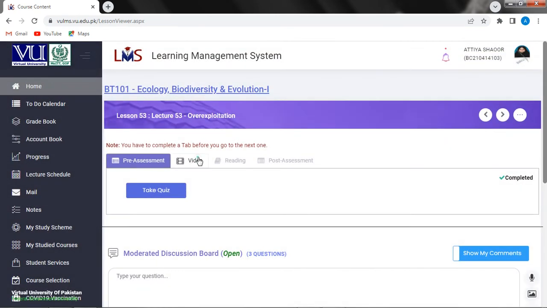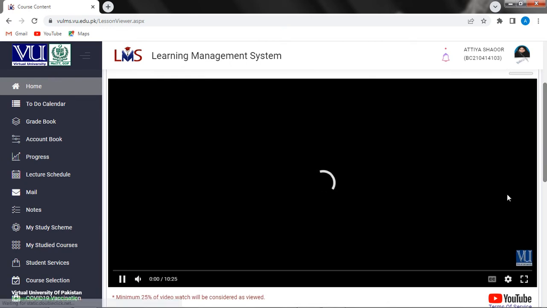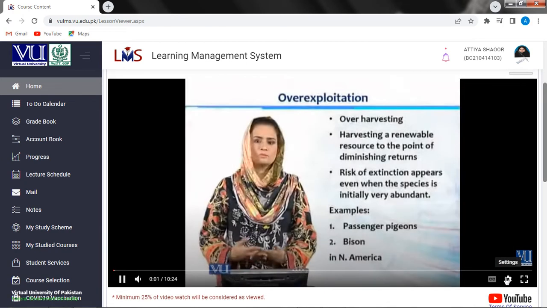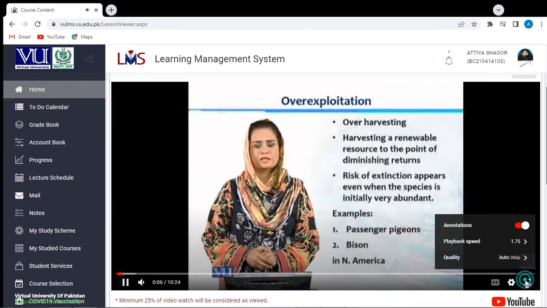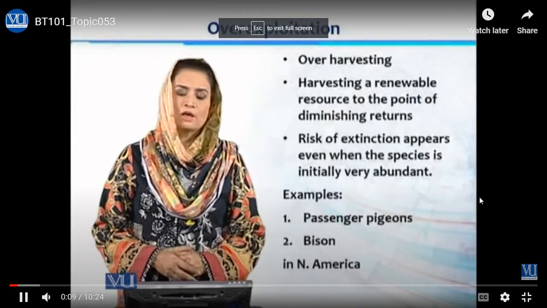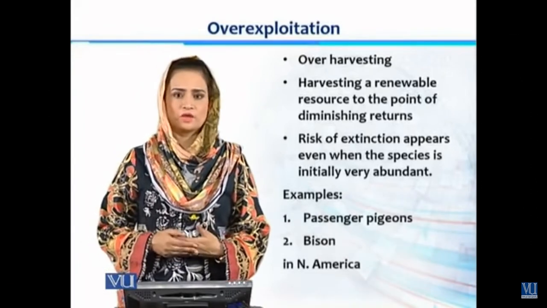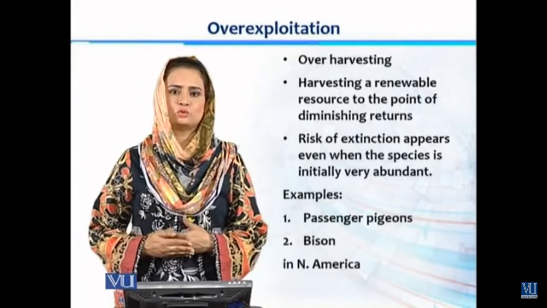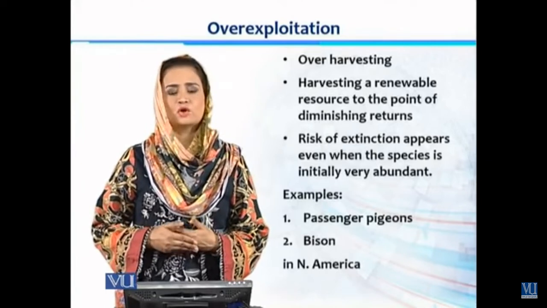आगे चलते हैं. Over exploitation is another problem which is faced by a balanced habitat or a balanced environment. Over-exploitation means over-harvesting of resources. So harvesting those resources which are renewable and consuming them to the point when they start diminishing. So that stage or that process is called over-harvesting, over-exploitation.